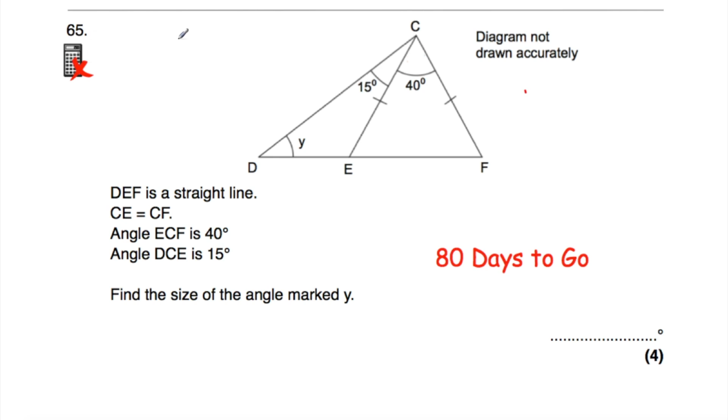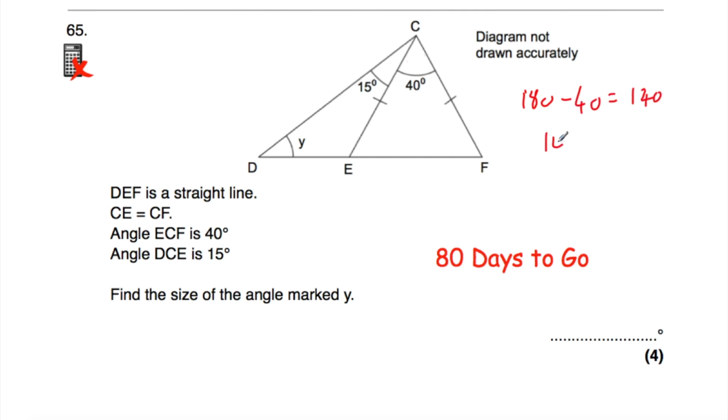Okay, so let's look at question number 65. So question number 65 is on missing angles, and we want to find the size of this angle Y. Well, if we have a look here, we've got this isosceles triangle CEF, because we've got this line and this line are the same length as each other. So that means it's got a line of symmetry, and it means that these 2 angles are the same. So let's do 180 take away 40, and that's equal to 140.